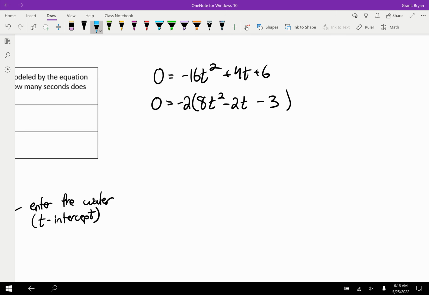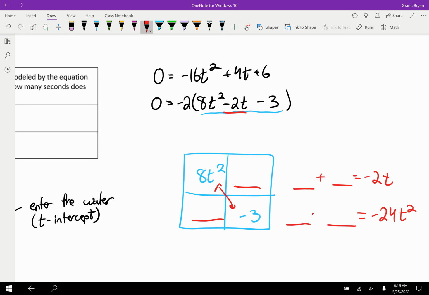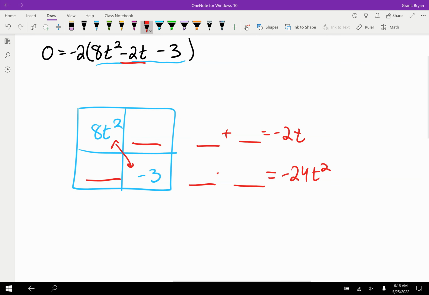And now, when you use the box, just focus on your easier numbers: 8t squared, negative 3. Okay, we're going to need to split up the negative 2t. So what plus what is negative 2t, and what times what is negative 24t squared? Look at how much nicer this number is. Way easier to find factors of 24 than 96 and have to write them all out like that. To find factors of 24, well, they're going to be 2 apart, and I happen to know that 6 and 4 make 24 when you multiply, and they're 2 apart here. We'd need to give the 6 the negative. That's the only way you'll make negative 2t.